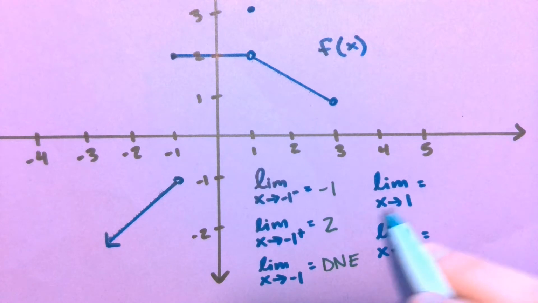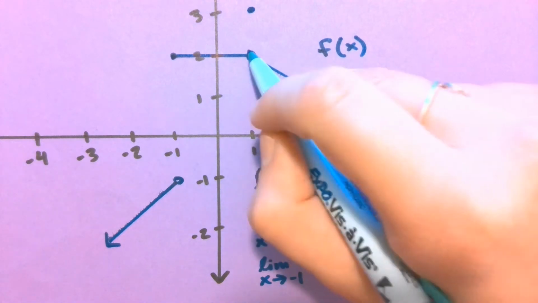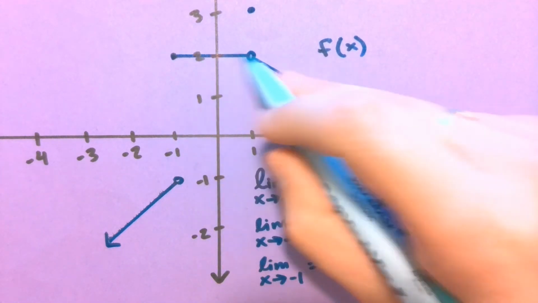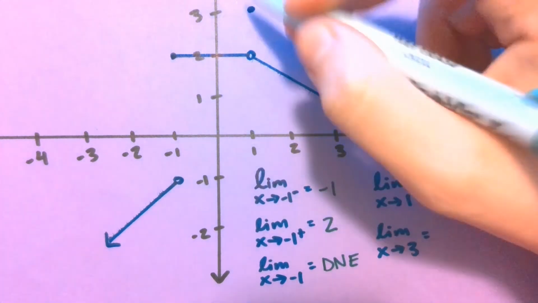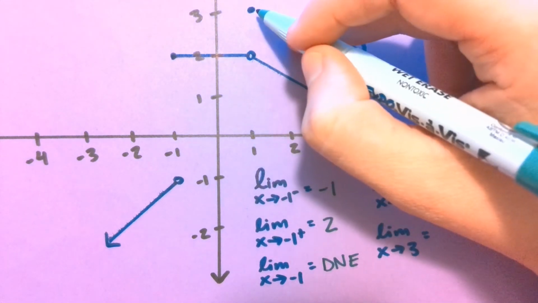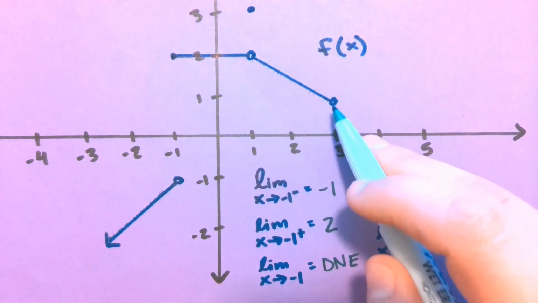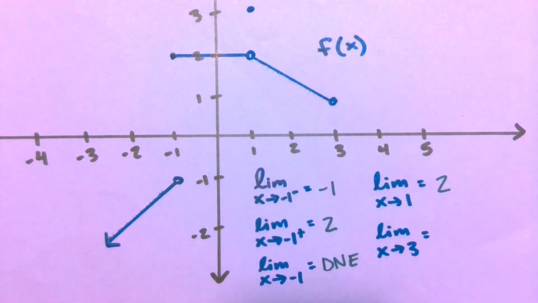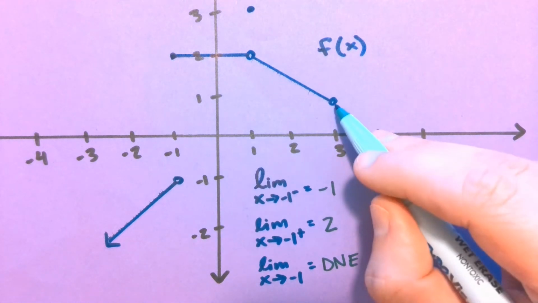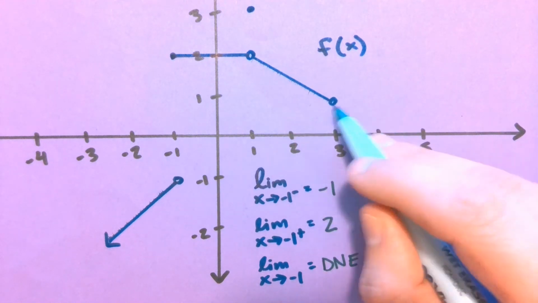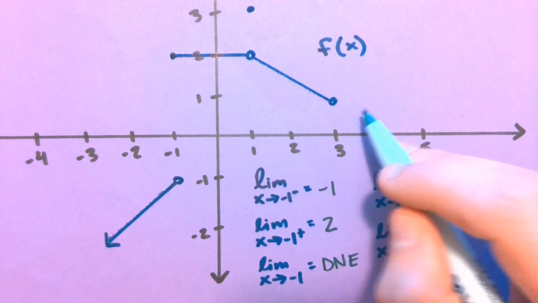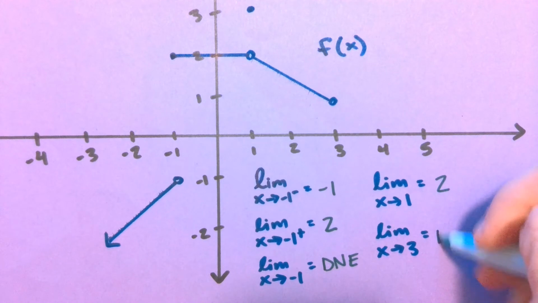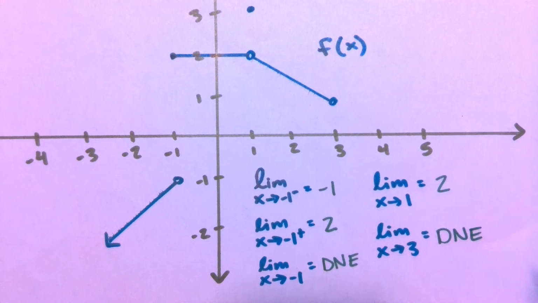A few others, my limit as x approaches 1. As I approach 1 from the left and from the right, my y value is approaching 2. So don't be tricked by the fact that f of 1 is actually 3. My limit approaches a value of 2. And then for my last one, my limit as x approaches 3, remember I do have to approach the same thing from the left and from the right. So since I don't have a right of this value, I would say this does not exist as well.